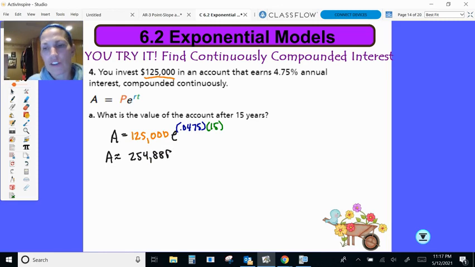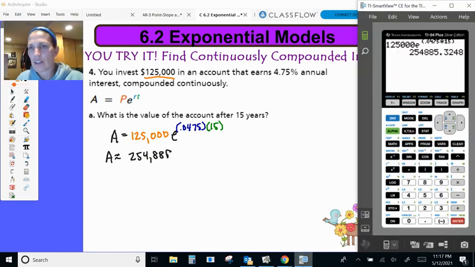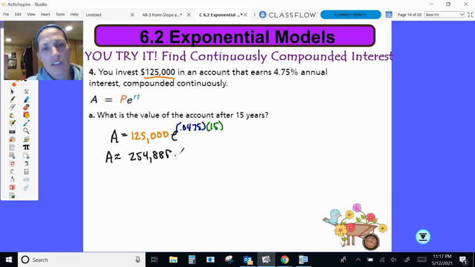254,885. And I'm not sure what the cents were on that. What do we got? 32 cents. 32 cents. Okay, so that's compounded continuously.